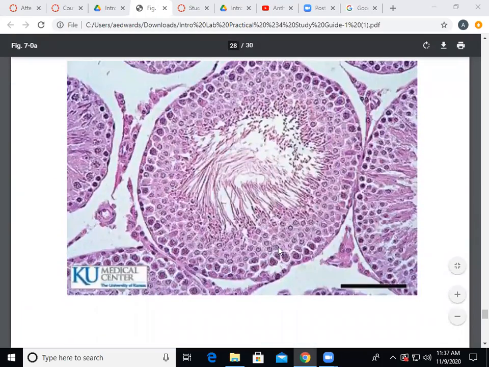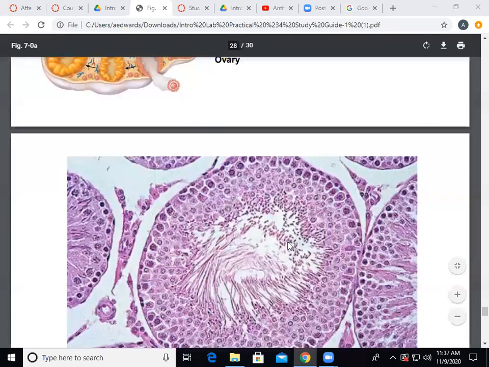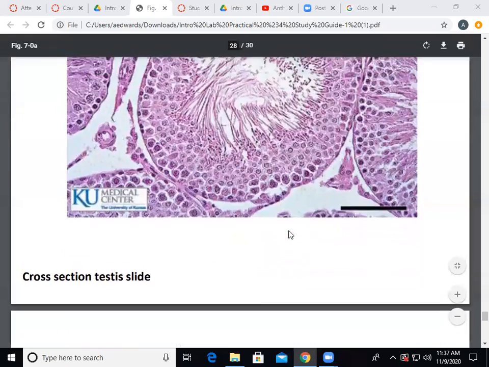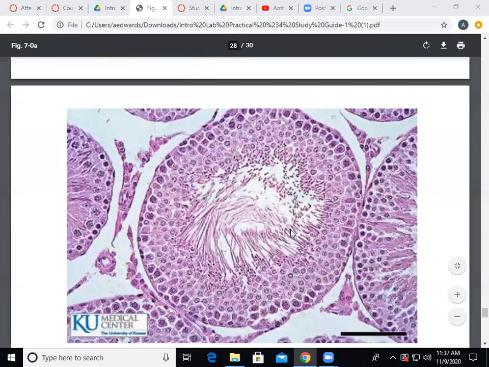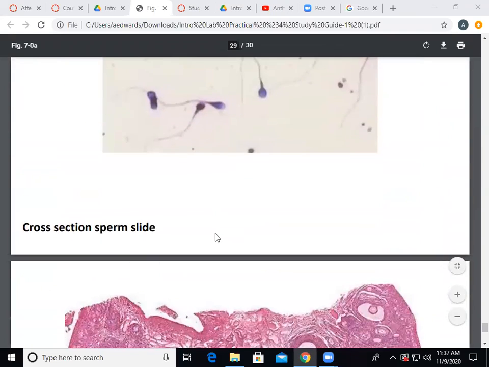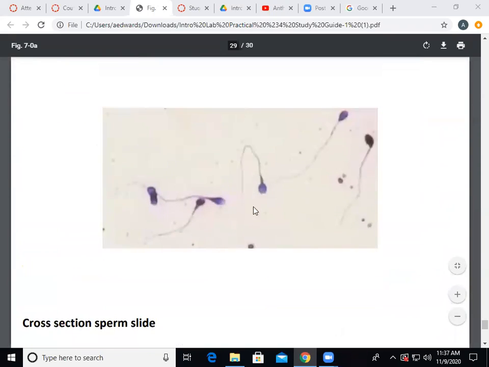All right, so here's a slide of the testis. It's a cross section of the testis. You have a circular structure here, and a kind of fanned out structure in the middle. That's the structure of the testis. These are individual sperm cells, and the flagella allow them to move.